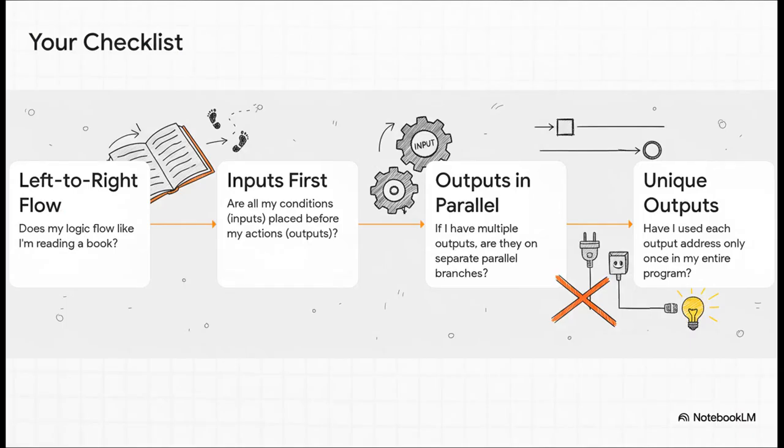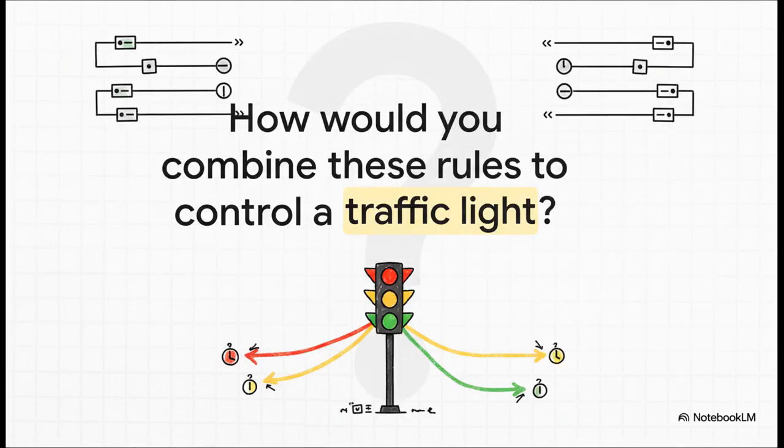First, ask yourself, is my logic flowing left to right? Second, are all my inputs, my conditions, happening before my outputs? Third, if I'm controlling a bunch of things from one condition, are those outputs in parallel, not series? And finally, the big one, have I used each output address only one single time in this entire program? If you can say yes to all 4 of those, you are well on your way to writing clean, effective code. So now you've got the basic grammar down.